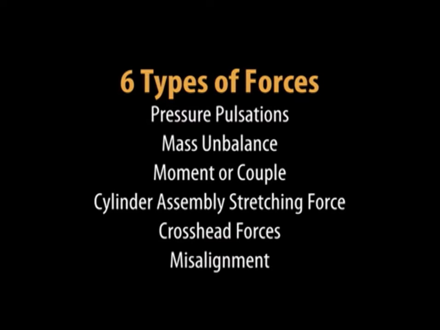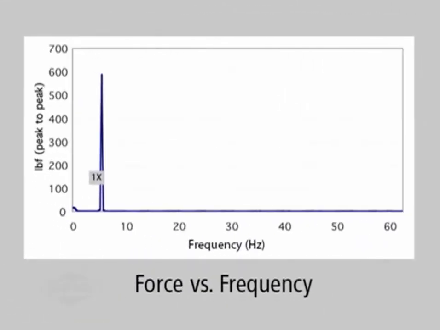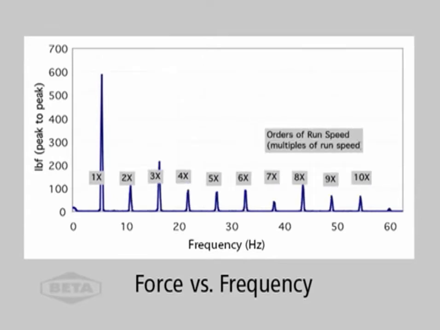Now that we've defined the 6 types of forces, we can look at their total impact on a compressor package. This chart shows the magnitude of the force at the fundamental frequency, or 1 times run speed. There are also forces at higher multiples of run speed, such as 2 times, 3 times, and so on. These higher order forces are also called harmonics. Pulsation forces and cylinder stretching forces are examples of forces that occur throughout every multiple of run speed. So you can see that forces on the compressor occur across a wide range of frequencies.